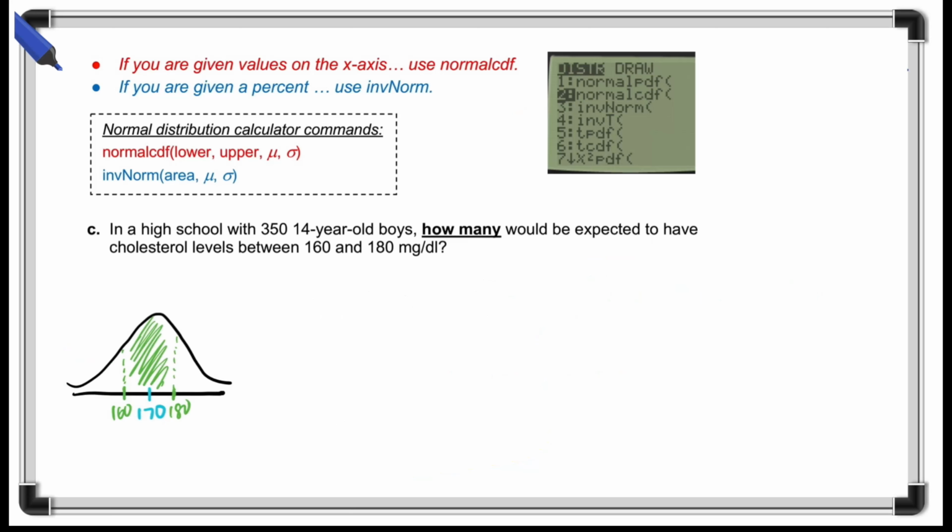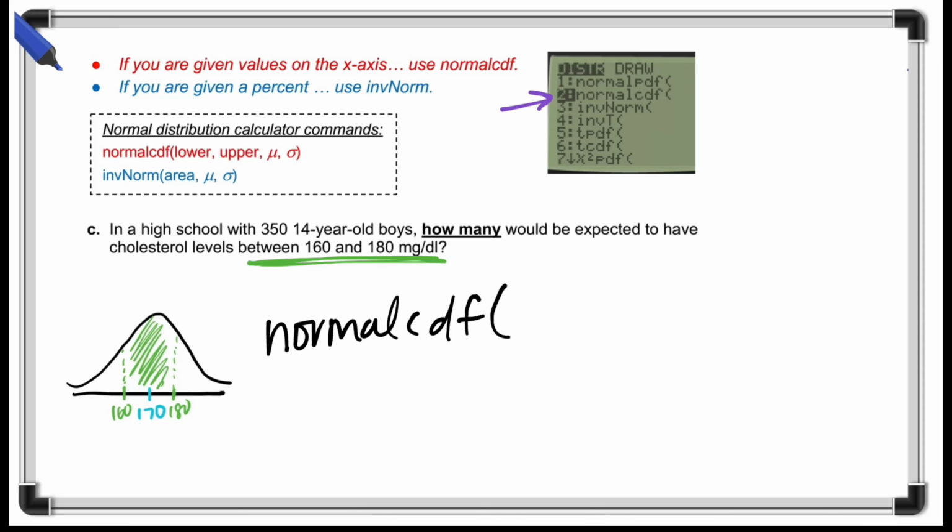Now, in this question, you are going to be looking at cholesterol levels that are between 160 and 180. Again, values on your X, you are going to be using number 2, which is the normal CDF calculator option. With this question, your lower value, we know it is 160, and the upper level we know is 180. Still going to use that 170 and 30 from the problem.